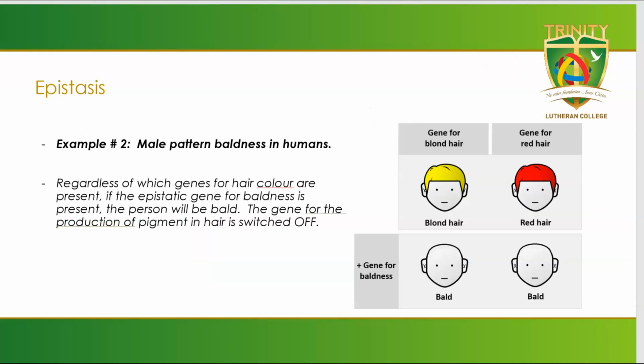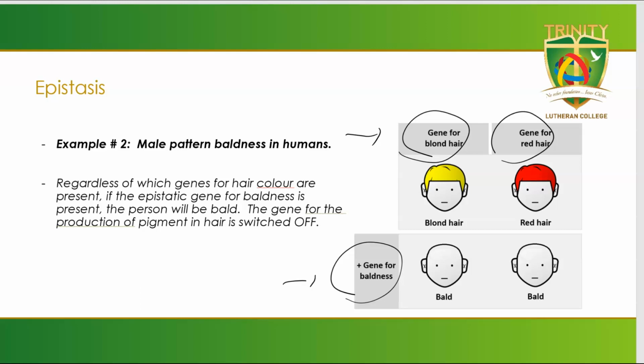Another example of epistasis in action is male pattern baldness. Having a gene for baldness means that regardless of what your gene for hair colour says, you're going to end up being bald. Because this gene switches off this gene.